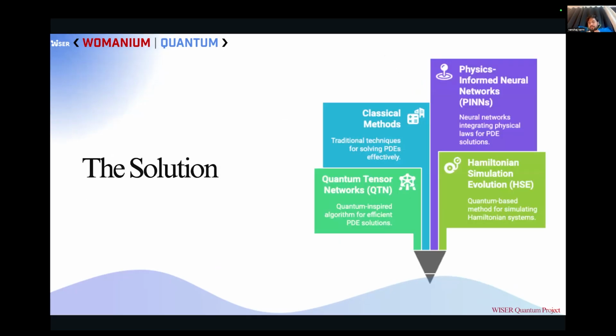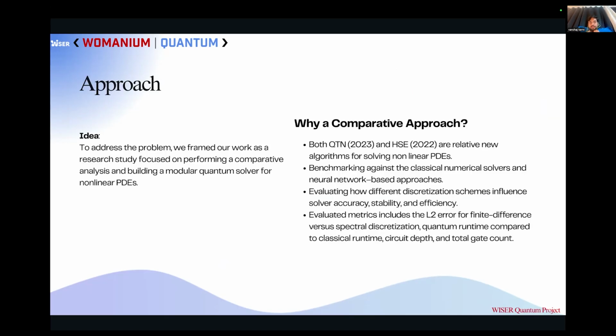The solution that we proposed is a comparative analysis. Because we were a bit new to quantum algorithms for CFD, we approached this as a challenge to understand how quantum algorithms behave with respect to classical methods and, say, the PINN approach, because it has been tried. So the idea was to study both the QTN and the HSE algorithms, and benchmark them against classical numerical solvers and neural network approaches, evaluated on the metrics of L2 errors for both algorithms, solver accuracy, stability, and efficiency.